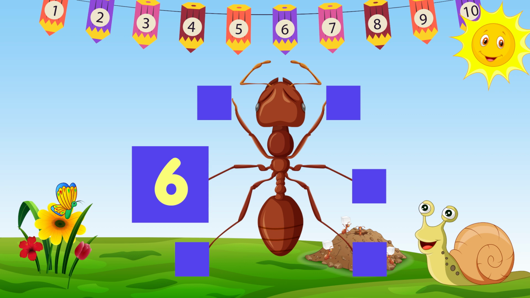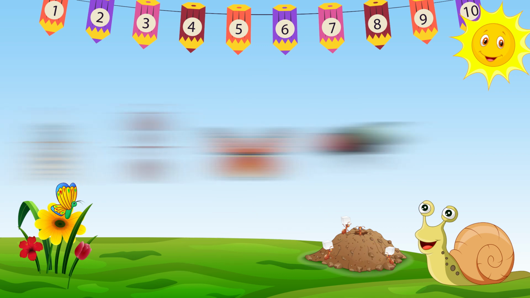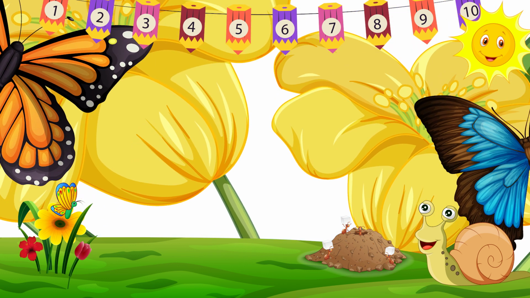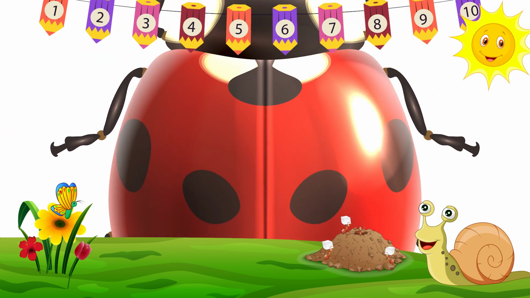6 legs. Let's count them. 1, 2, 3, 4, 5, 6. Insects have 6 legs. Now that you know what insects are, we are going to start identifying some insects.